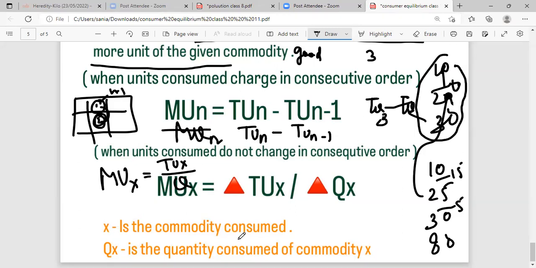So X is basically the commodity, right? This X is your commodity and QX is the quantity, like how many units you have consumed: 1, 2, 3, whatever it is. Okay, clear?